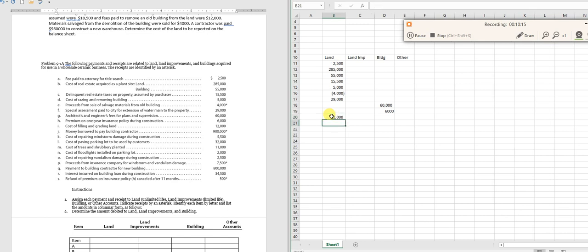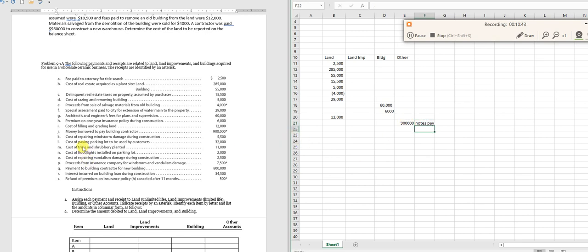Money borrowed to pay the building contractor. Most of the time you would think that that would go into the building, and indeed you might put it there initially, but we're just borrowing money. So your entry is actually debit cash, credit notes payable. So I'm going to put it over here in other, and it's going to be in notes payable.